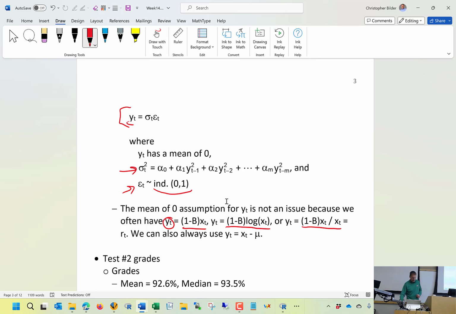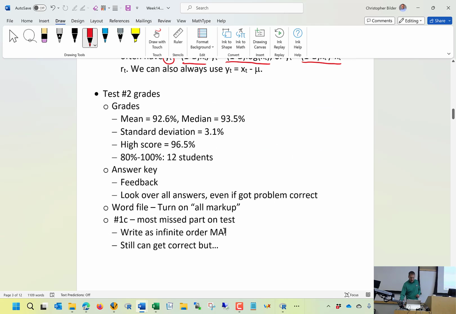Okay. Let's talk about the tests. Test scores were quite good. Average score was 92.6. We had a rather small standard deviation, 3.1. All students in the course got between 80 to 100%. So that's great. Still, look at my answer key that I provided. It does give you some additional feedback on these problems, more feedback than what I would write when I grade your tests.